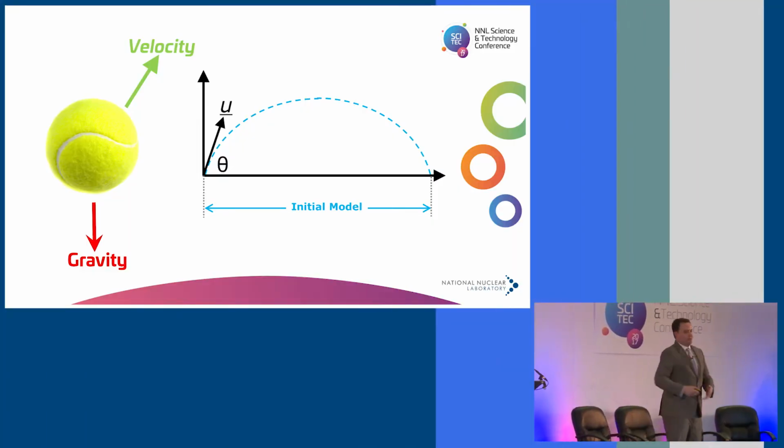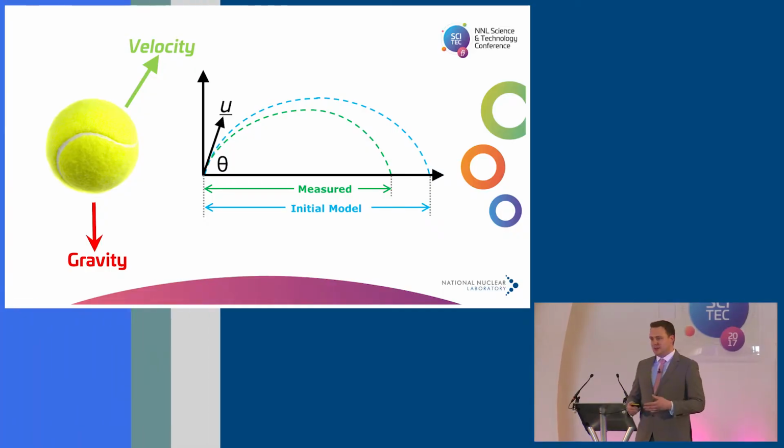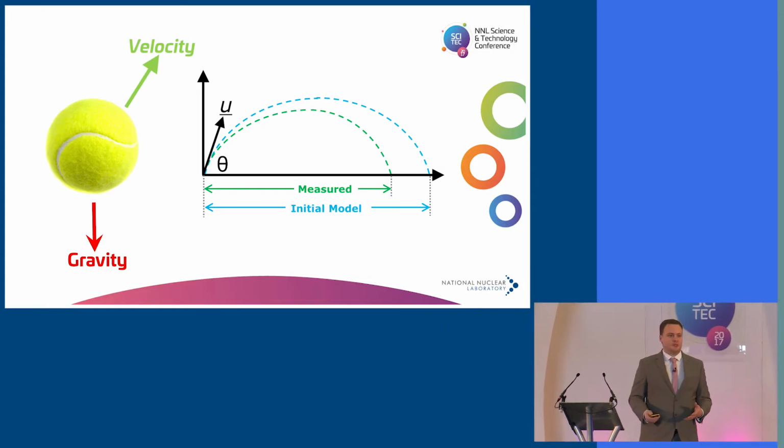If we went out into the playing field and threw a tennis ball, we'd almost certainly find, even with these initial conditions, that we'd measure something that's less than we predicted in our model. That's because the original model is deficient. We haven't included the full spectrum of physics that we need to capture the behaviour of the system.